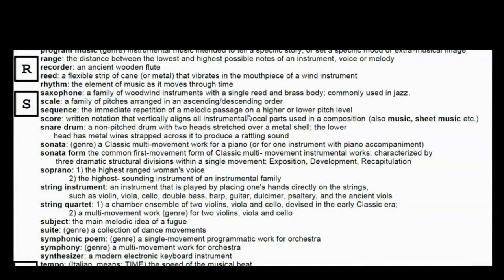Who was the composer who wrote a lot of string quartets and also symphonies? We say that he is the father of the classical symphony, the father of the classical string quartet. It was Joseph Haydn. The subject, the main melodic idea of a fugue, or the theme, the very first theme that you hear, is the subject.